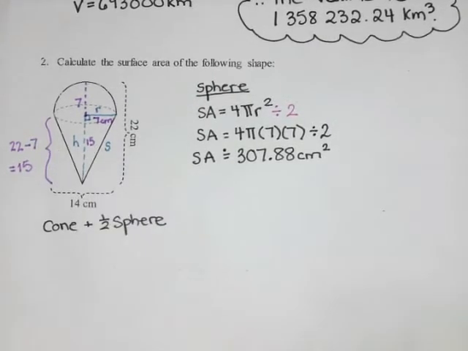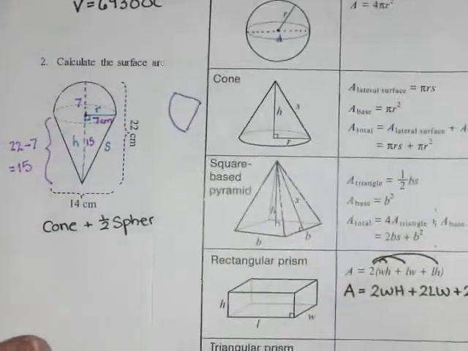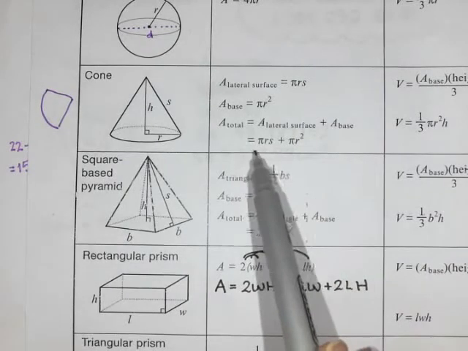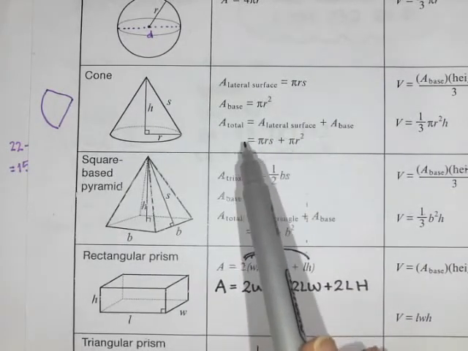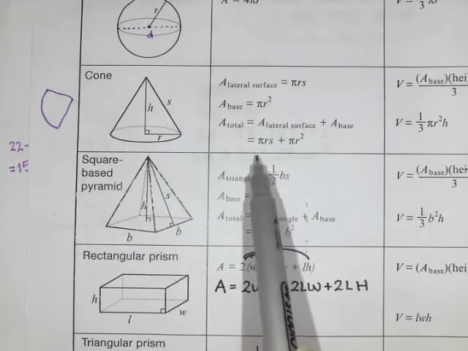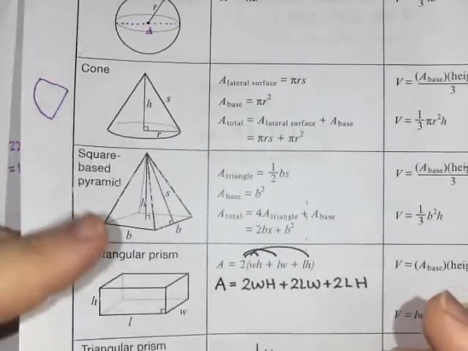Now to tackle the cone, I'm going to look back at my formula sheet. The formulas here, I kind of just use the one at the bottom and then modify as needed. So it says that the surface area of a cone is pi r s plus pi r squared.